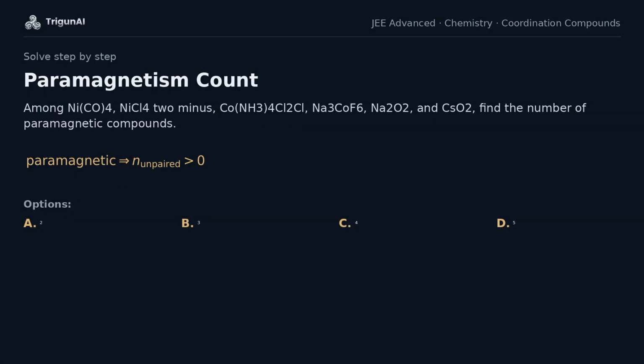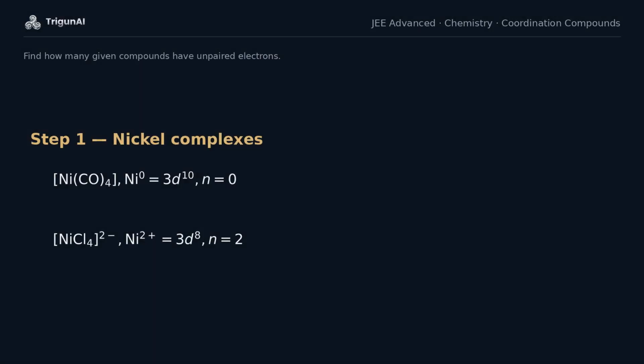We have to check 6 compounds and count only those with unpaired electrons. Let us solve step by step. In nickel tetracarbonyl, nickel is 0 valent and carbon monoxide gives a completely filled d10 configuration, so it is diamagnetic. In tetrachloronickelate(II), nickel 2+ is d8 and chloride gives a tetrahedral high spin complex, so 2 electrons remain unpaired.